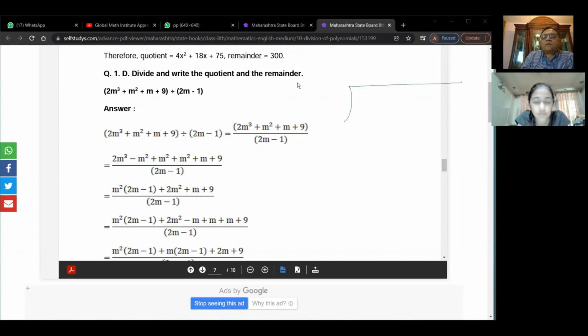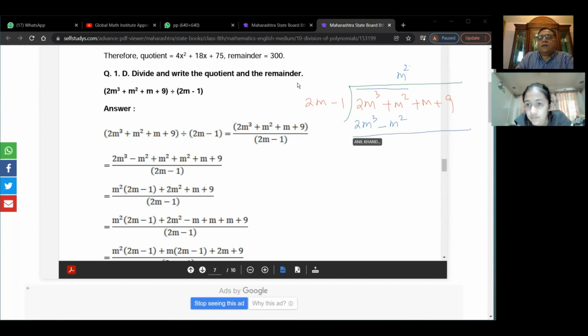2m cubed plus m squared plus n plus 9, divided by 2n minus 1. Correct. First we will write m squared, because 2m is already there. So m squared is required. 2m times m squared will give me 2m cubed, correct? So I get here 2m cubed minus m squared. Now we'll take away.